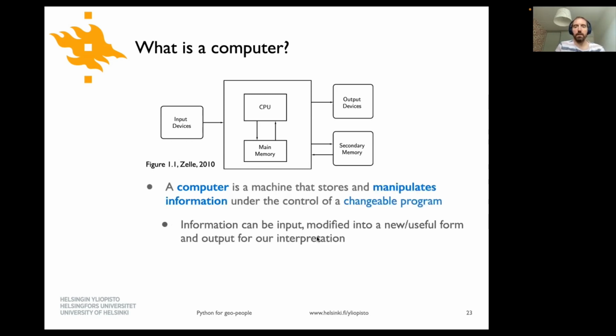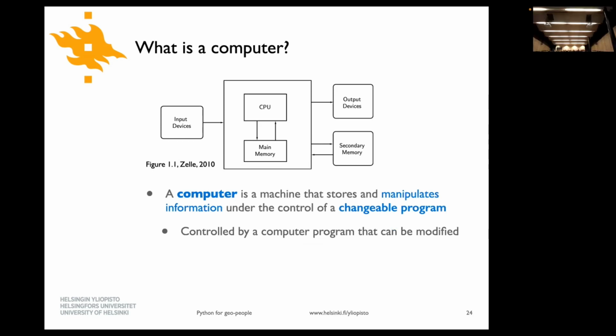So the key parts of our definition here is that this is a machine that stores and manipulates information. So information can be input, modified, and then output in some hopefully useful way for our interpretation. So that's one piece of it, that we're manipulating, we're processing information. The other thing is that it's controlled by a changeable program.